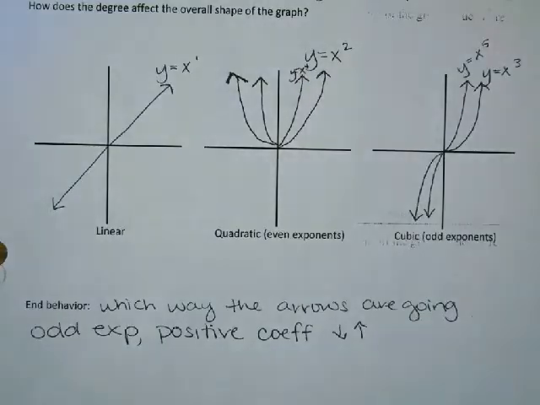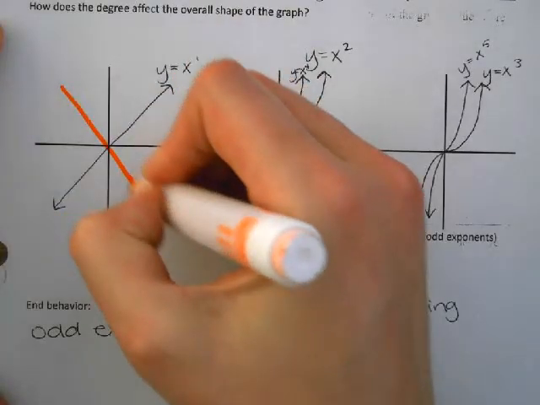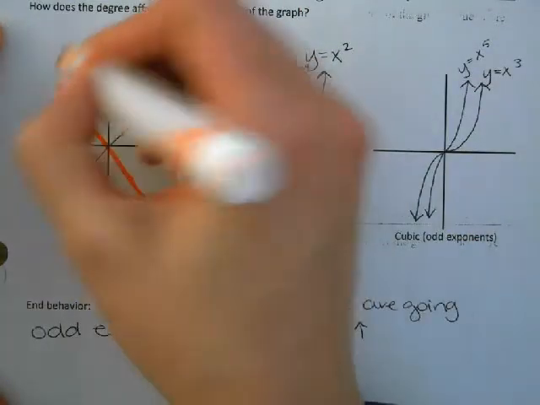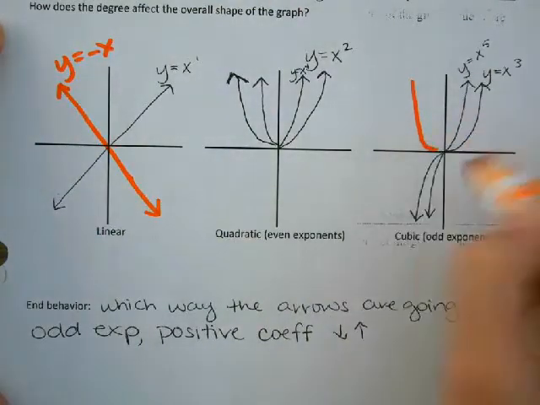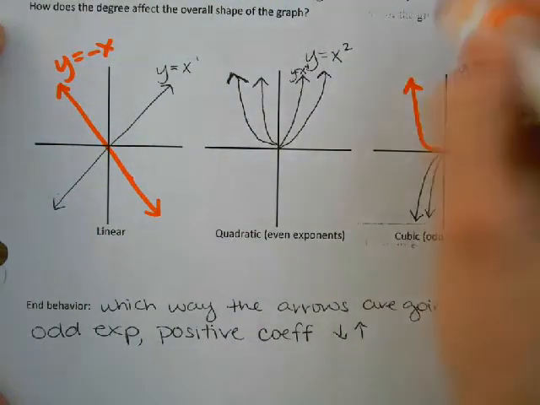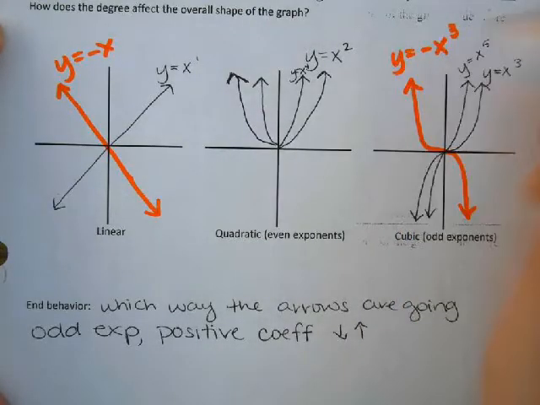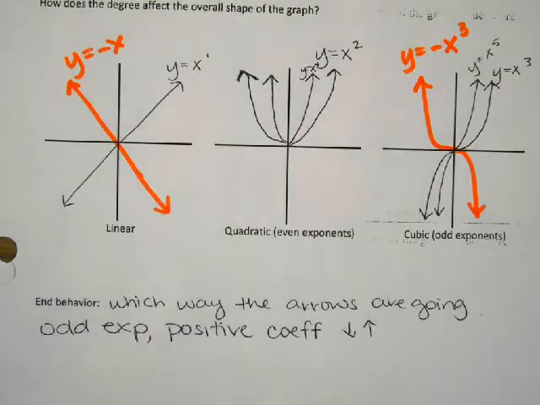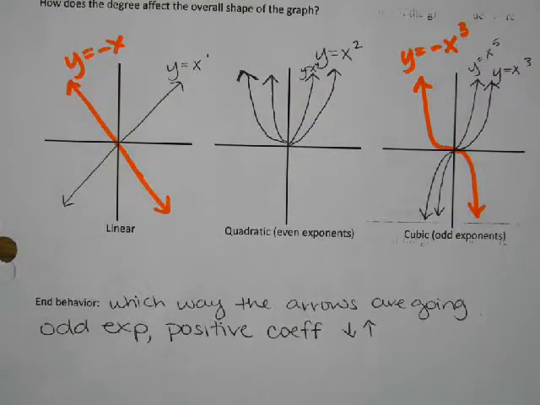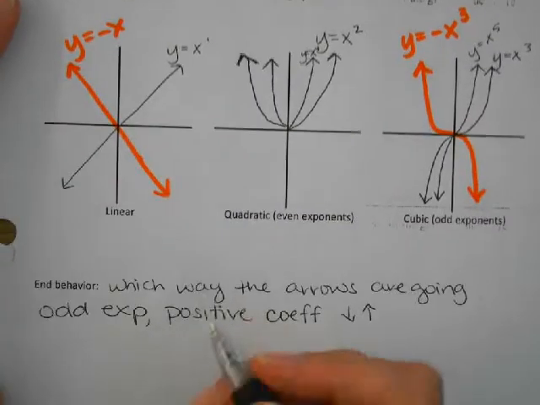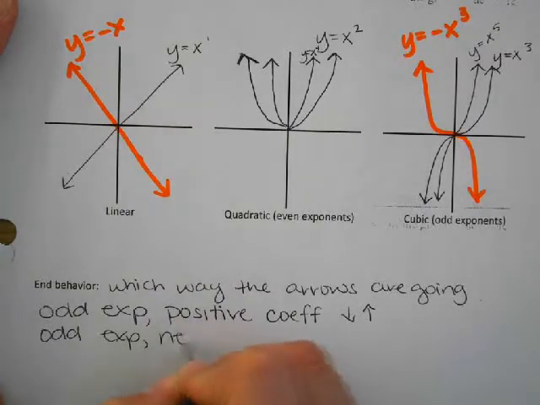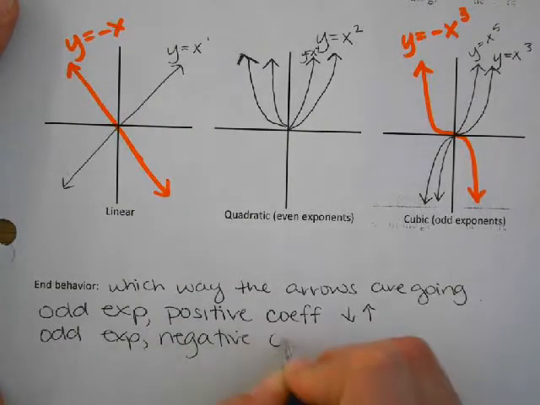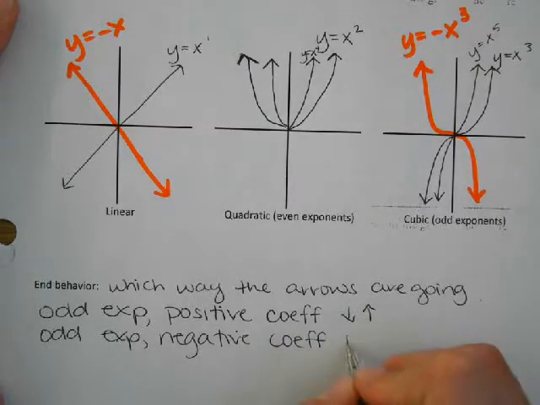Now, if I take this exact same graph and I draw the negative version, so I would say this is y equals negative x. Or over here, if I draw the negative version of this one, y equals negative x to the 3rd, then what does that do to my end behavior? I'm not from down to up anymore. I'm up to down now. So if we have an odd exponent but a negative coefficient, then we're going to say we go from up to down.